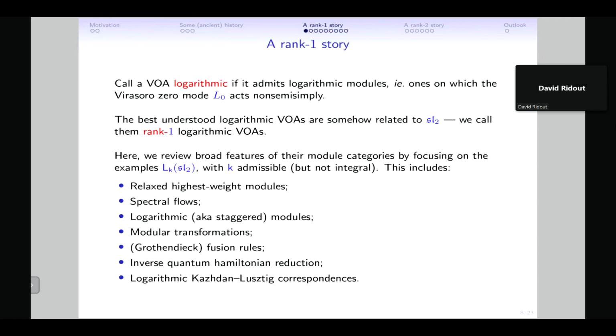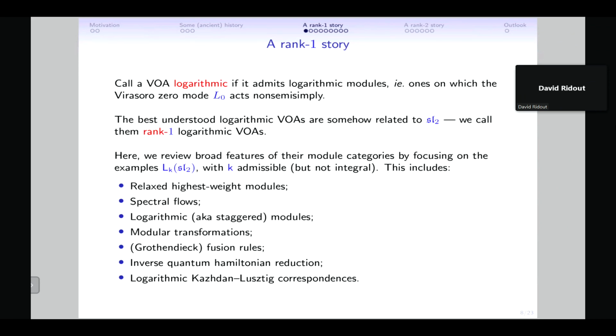All right, so there's lots of things which we can cover, and to be honest, 50 minutes is probably not enough to do it justice. So we're just going to skip over it fairly quickly, but I wanted to take the opportunity to try to define a few things in the simplest case. Hopefully people understand SL2 fairly well, and therefore the corresponding VOA shouldn't be too impossible to get your head around. So we're going to talk about relaxed highest weight modules, spectral flows, these logarithmic modules. We'll talk briefly about what happens with modular transformations and the Verlinde formula, so particular fusion coefficients.